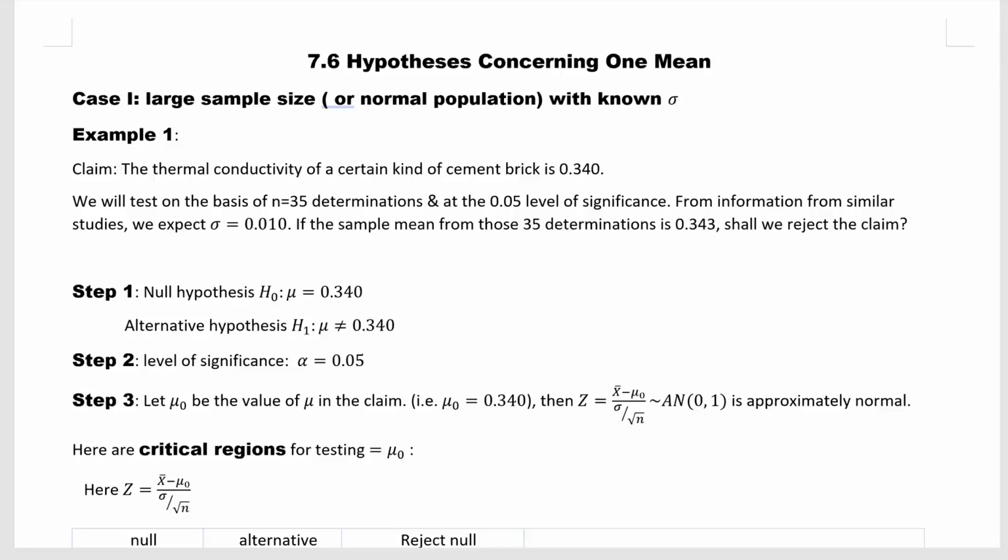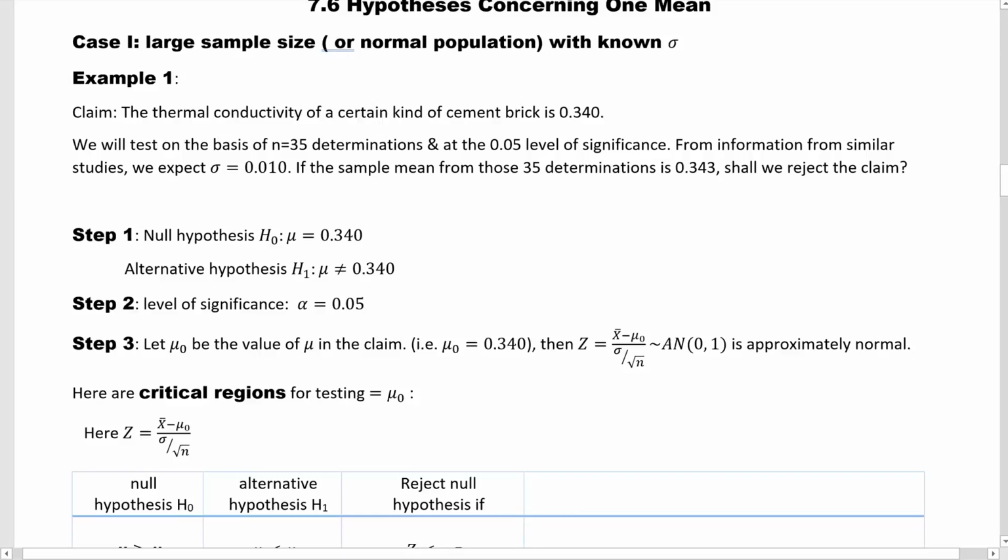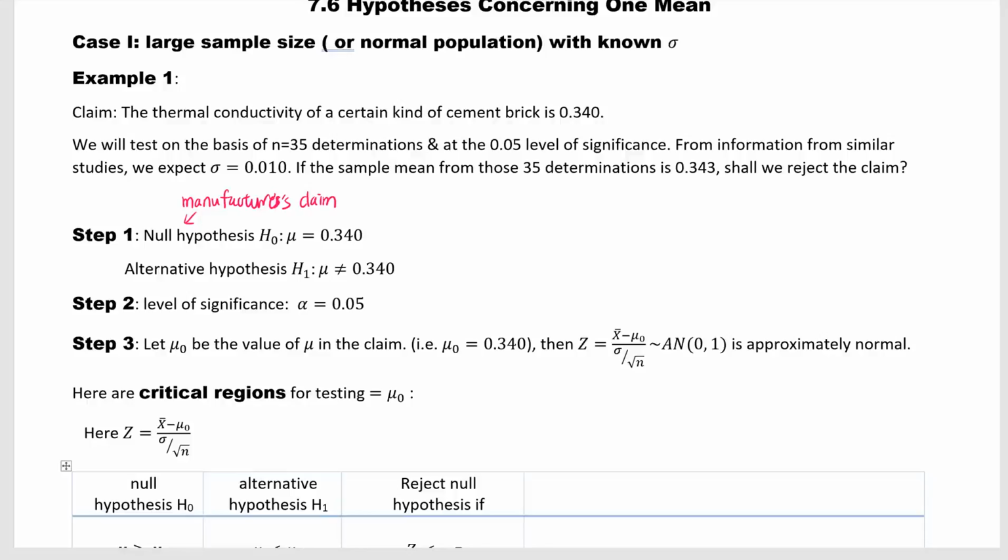Okay, so let's look at the steps. So first step, what is the null hypothesis? So null hypothesis is usually the manufacturer's claim. Okay, so this is usually the manufacturer's claim. So far, so good. And then here the manufacturer's claim is population mean equals 0.340.